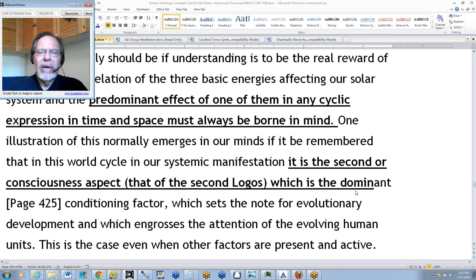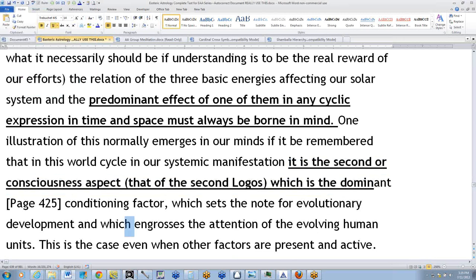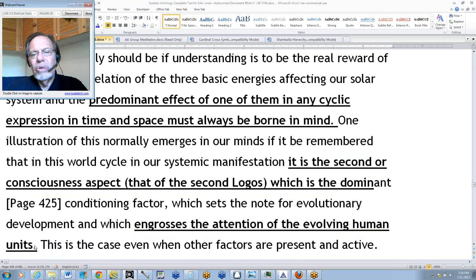So it is the second or consciousness aspect, that of the second logos, which is dominant. The dominant conditioning factor which sets the note for evolutionary development and which engrosses the attention of the evolving human units who are to come to a higher level of evolution than could the human units in the previous solar system, among which the solar angels were numbered.